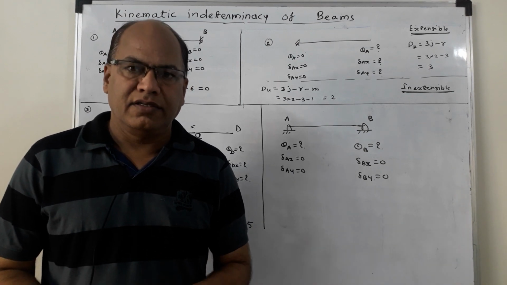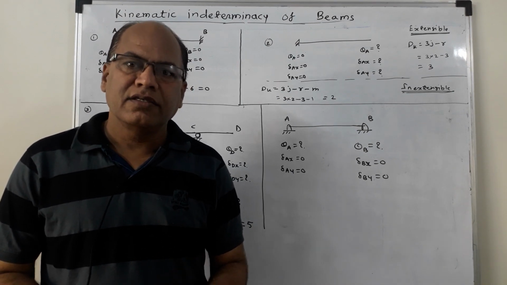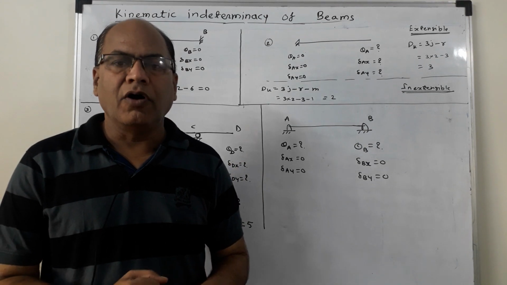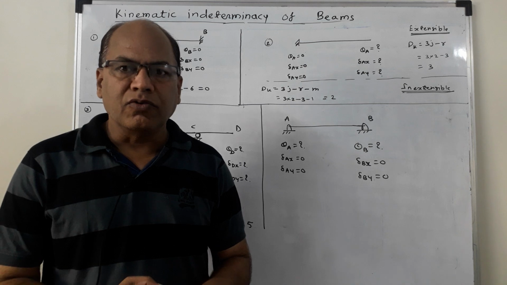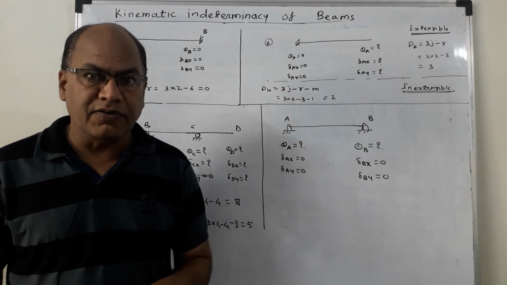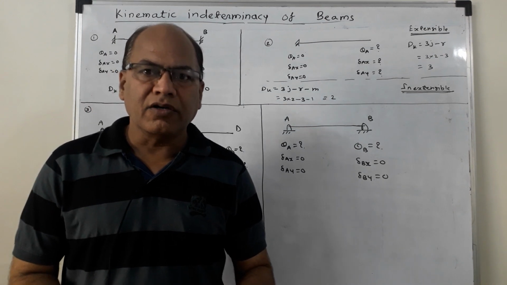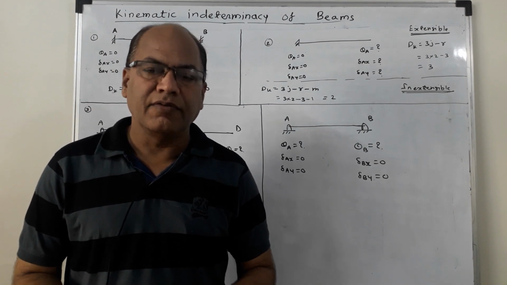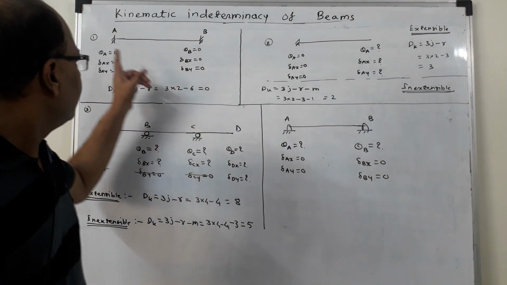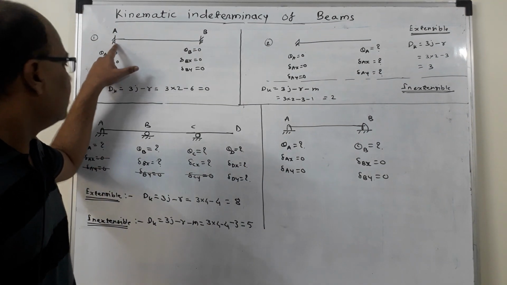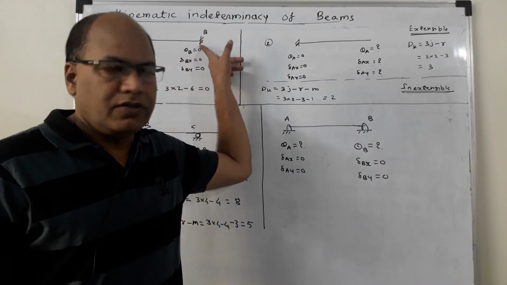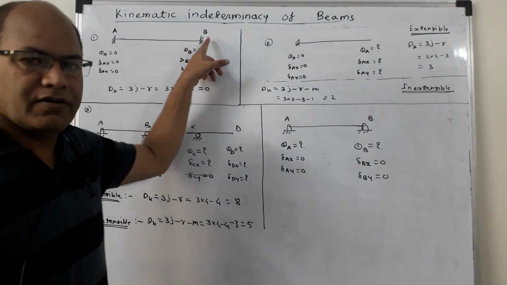Now the joints exist at all points. A point where two or more members intersect or meet is to be considered as a joint. Second, the point of support is a joint and the free end is also to be considered as a joint. So if we go for this beam, it is a support, so it is a joint. It is also a support, so it is a joint. So there are two joints over here.